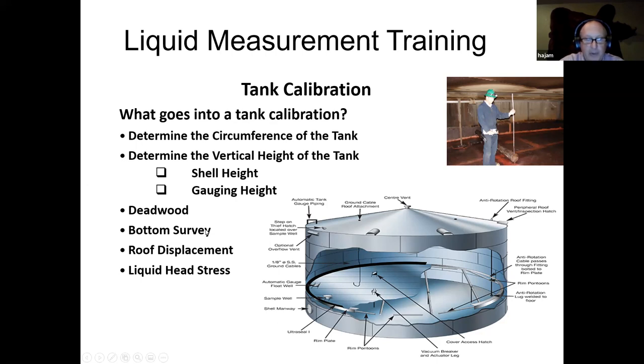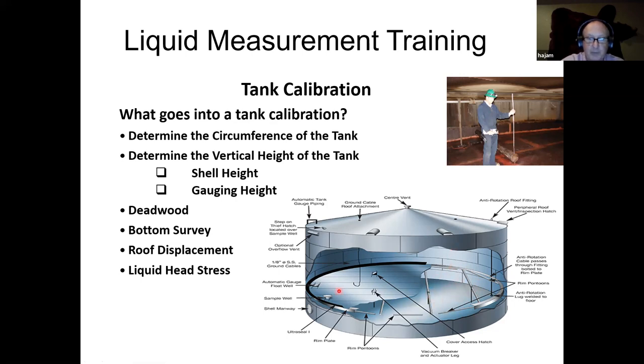There's a bottom survey done. By doing the bottom survey, you include the dead wood. Dead wood is what we refer to as any of the protrusions into the tank that take up volume in the tank. So all that area has to be calculated so it does not become part of the liquid volume in the tank. There's a head stress of the tank.